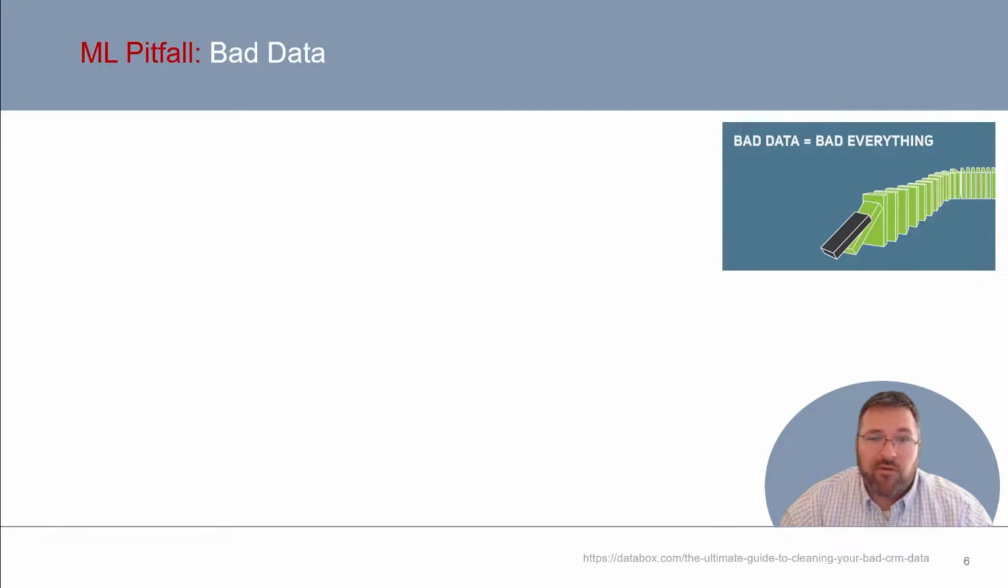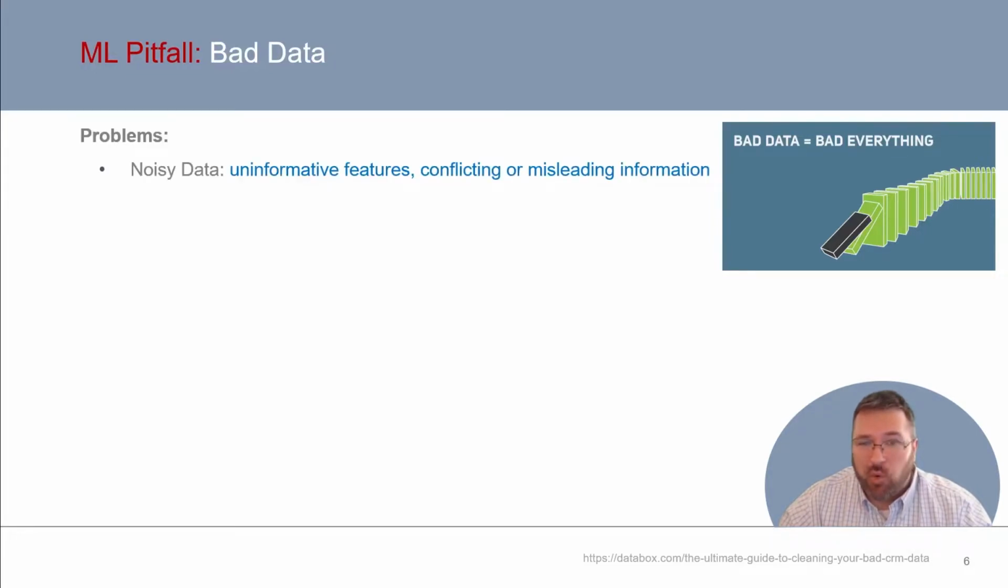At this point, we hit our first machine learning pitfall, specifically bad data. Ultimately, bad data can lead to bad everything downstream. So what specific problems am I referring to when I say bad data? First off, data can be noisy, including uninformative features or conflicting or misleading information with respect to our target problem.